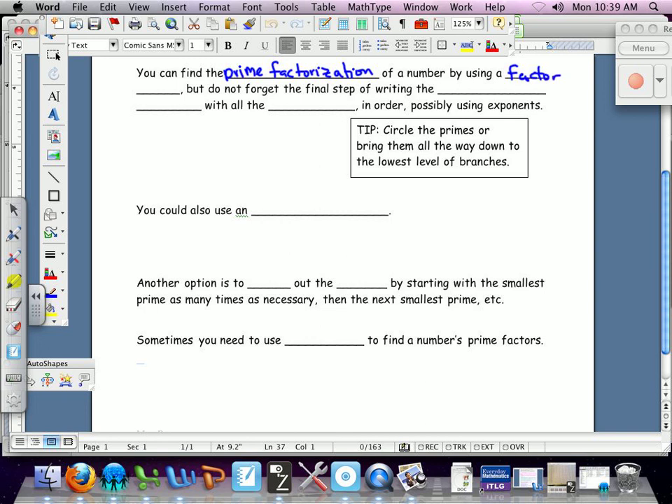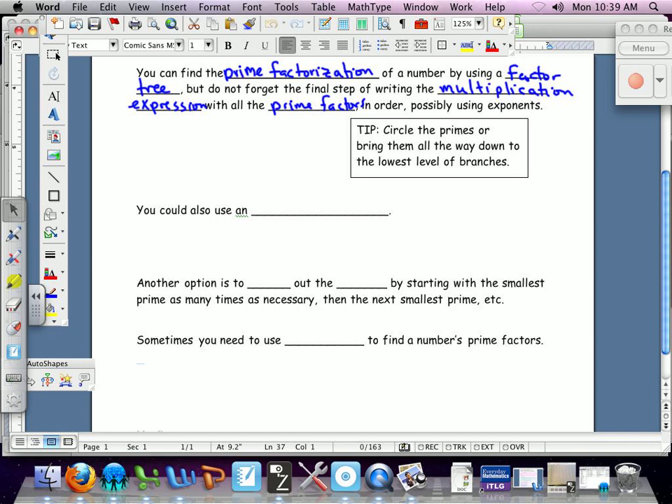But do not forget the final step of writing the multiplication expression with all the prime factors in order. And you might be asked to use exponents, or you might choose to use exponents. But here's a little tip in that box. Circle the primes or bring them all the way down to the lowest level of branches, because there are some people that lose their prime factors way up at the top of the tree. And then when they write their prime factorization, they don't get it accurate because they're missing some.